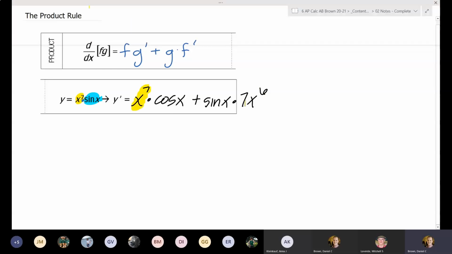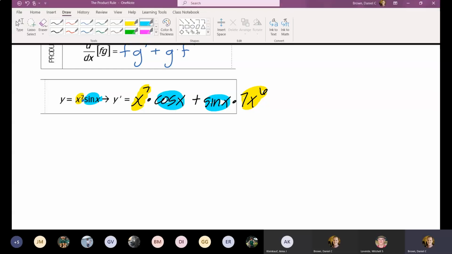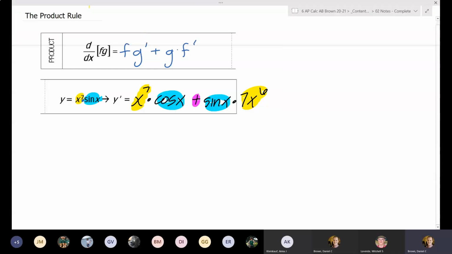So I kind of show you where things matched up. There's the x to the 7th. There's the derivative of it. Here is the sine of x, and then there was the derivative of sine of x. And it will always be a plus sign in between when you're doing the product rule. There are ways to sometimes simplify it, but mixing up trig and polynomials doesn't simplify that nicely, so I'm just going to leave my answer like that.